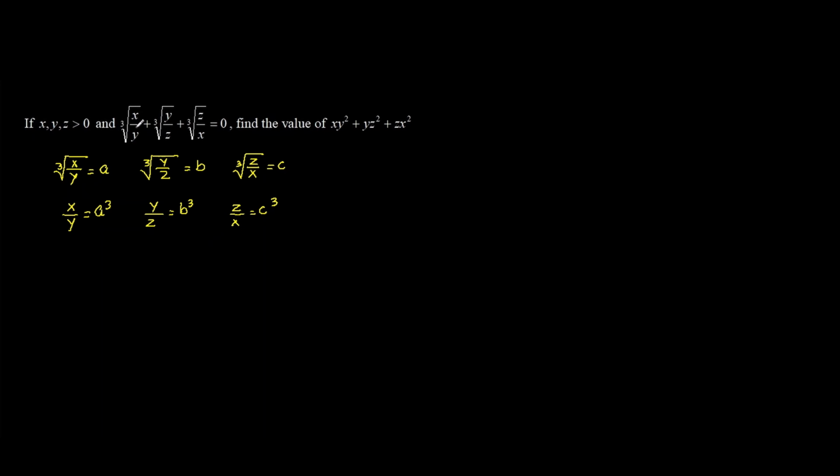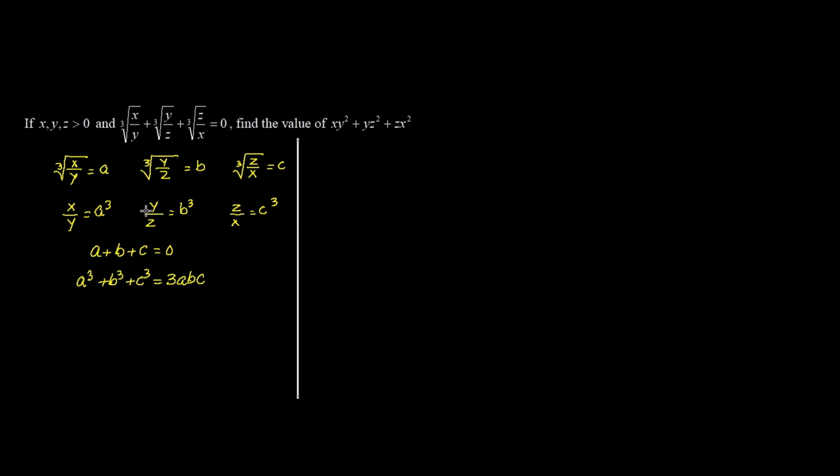Now, it's already given that the cube root of x over y plus the cube root of y over z plus the cube root of z over x is equal to 0. That means if we plug in the values, we have a plus b plus c equals 0. Now, from the properties of factorization, if a plus b plus c equals 0, then a cube plus b cube plus c cube should be equal to 3abc. Now, we shall be using this property to simplify this further.